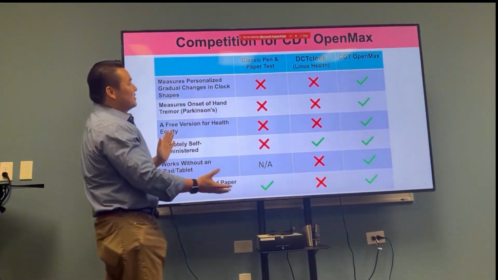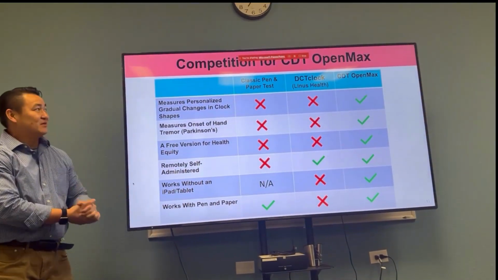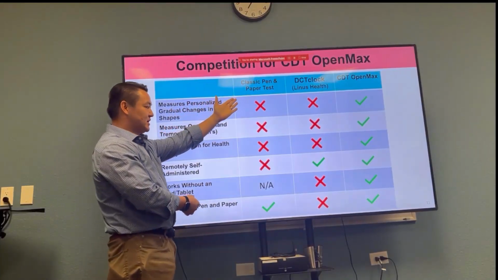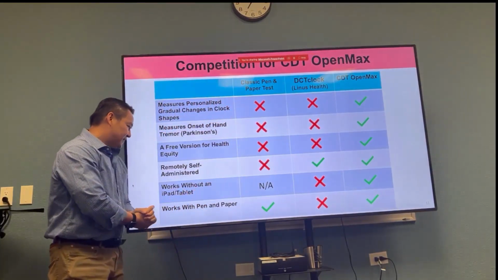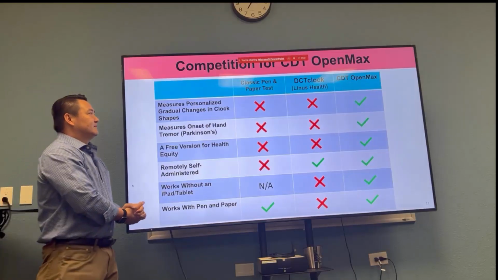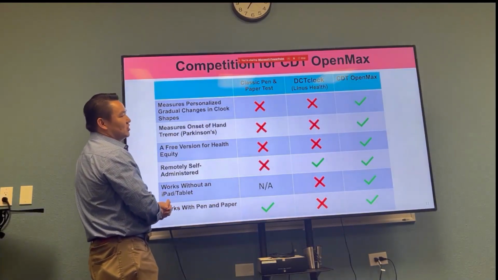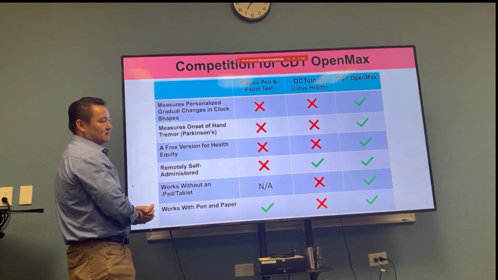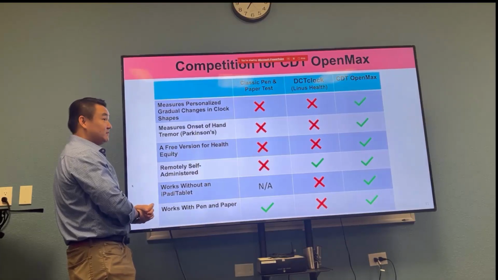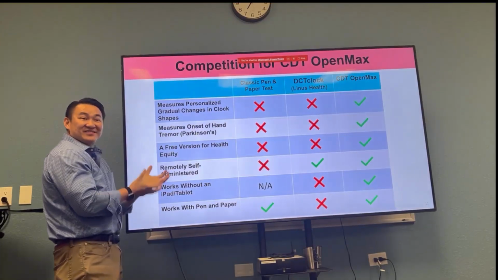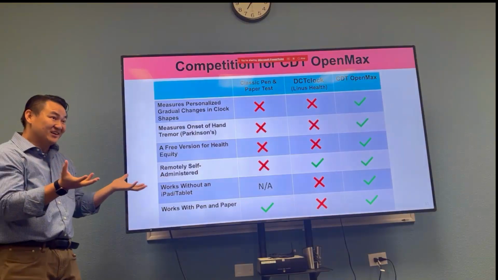Our most classic competitor is obviously the classic pen and paper test. But the problem with that is that it's really hard to score objectively. You can't do it at home by yourself, because if you have dementia or cognitive decline, you wouldn't know, would you? That's the problem with interpreting your own clock drawing.